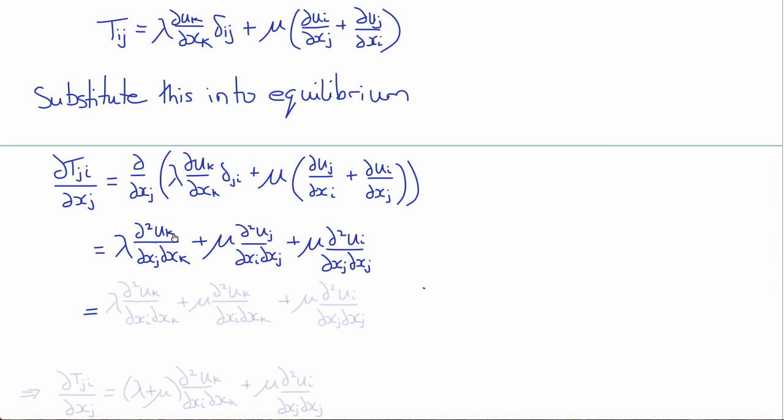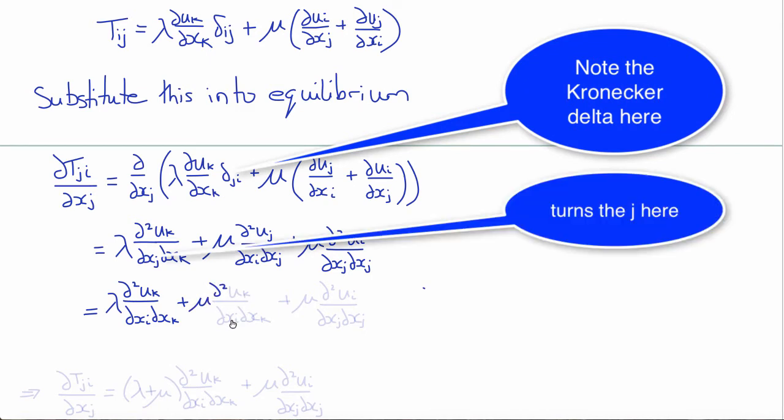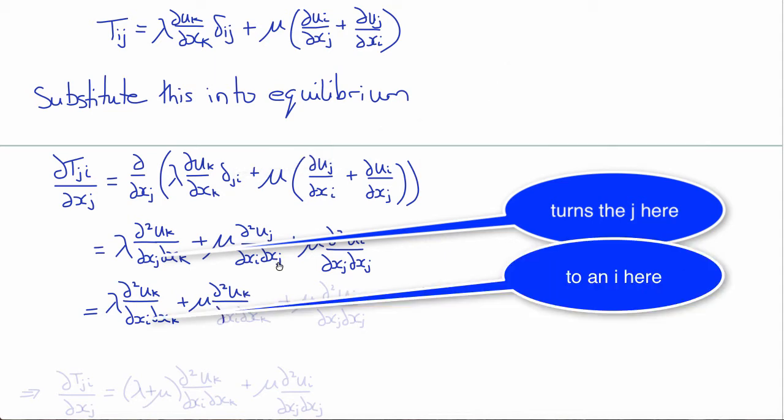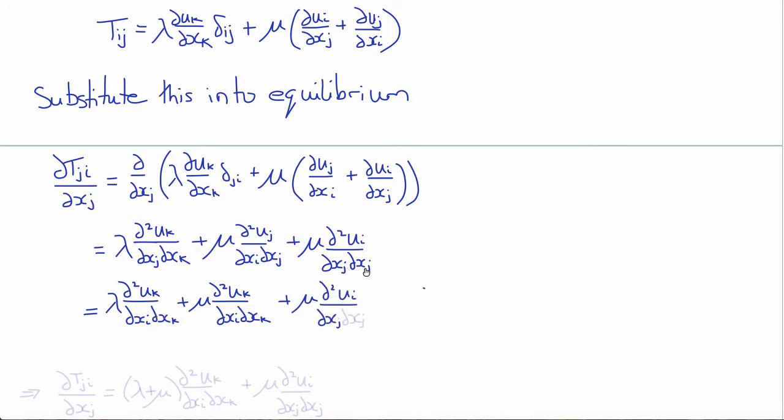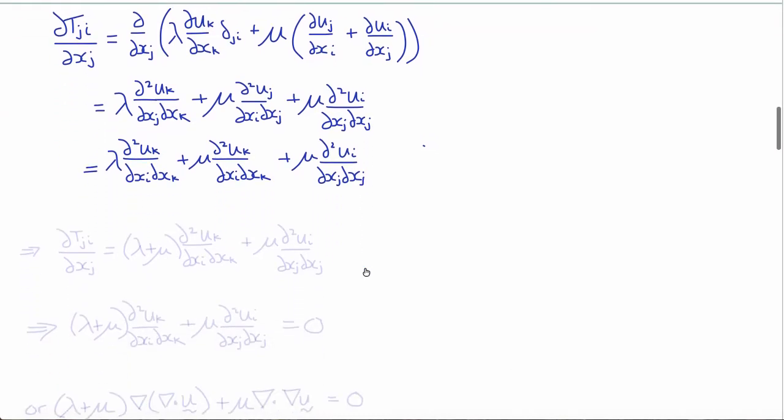Now notice that this term and this term are actually the same. The only thing that's different is the dummy variable. Here it's a k, here it's a j, but it means the same thing, a summation. So we can rewrite this as lambda del 2 uk del xi del xk plus mu times del 2 uk del xi del xk, where all we've done is change the dummy variable j to a k without changing the meaning of the equation, plus mu times del 2 ui del xj del xj. So now we can collect these two terms together, giving us del Tji del xj is equal to (lambda plus mu) times del 2 uk del xi del xk, plus mu times del 2 ui del xj del xj.